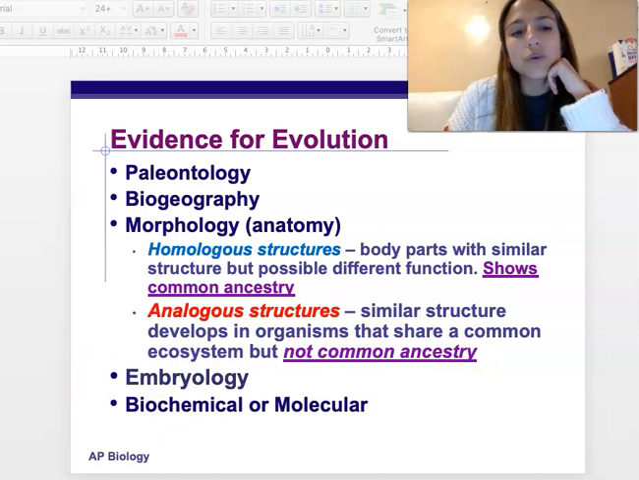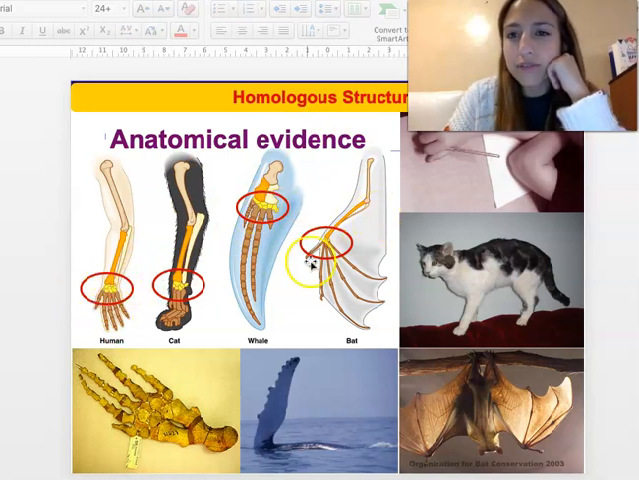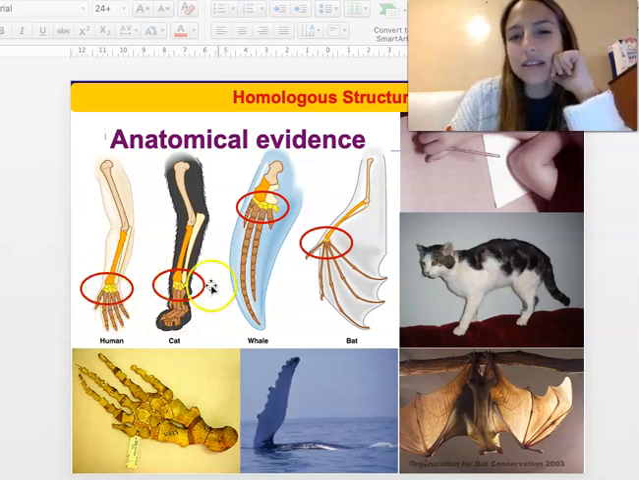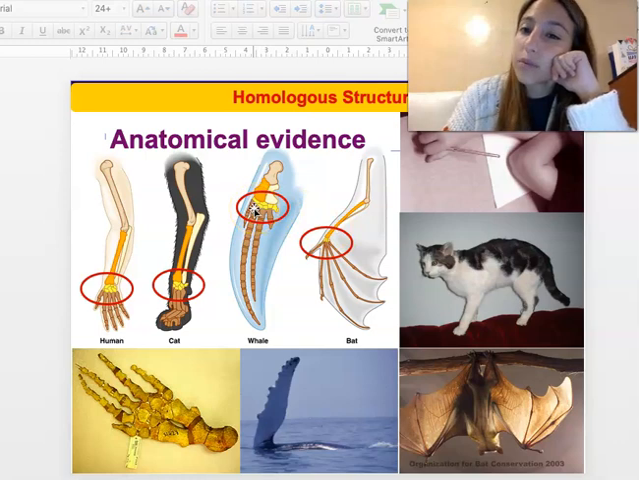So what are some examples of these structures? Homologous structures can be the bones that we find in different tetrapods, organisms that have four legs and five digits on their hands. You can see this in humans, cats, whales, and bats. The reason all of these structures are so similar is that they all come from a common ancestor.